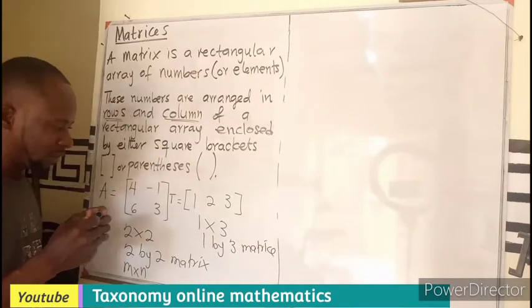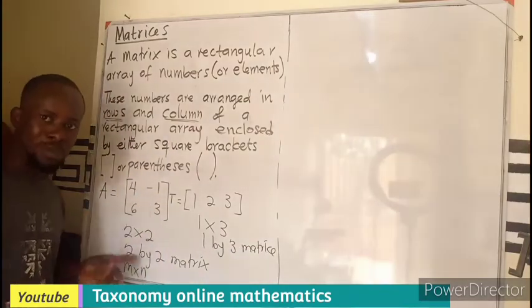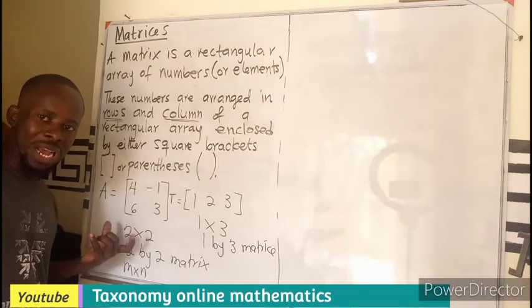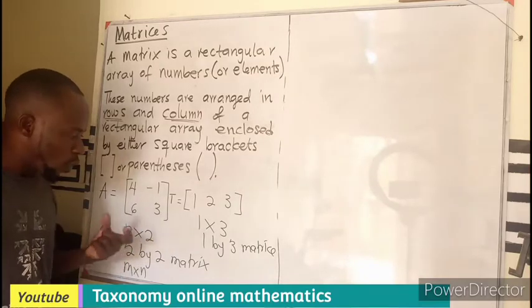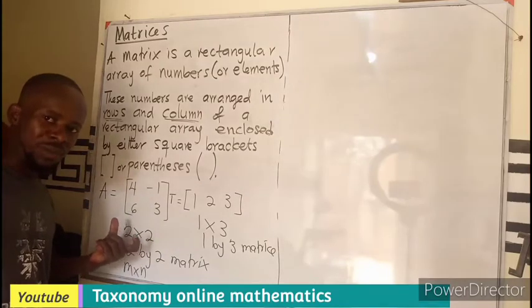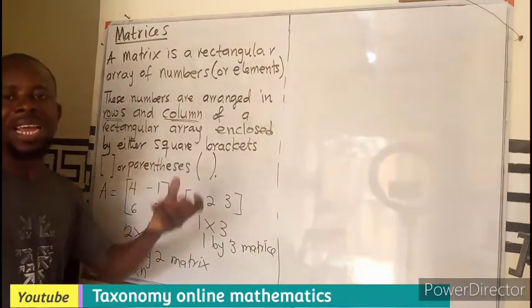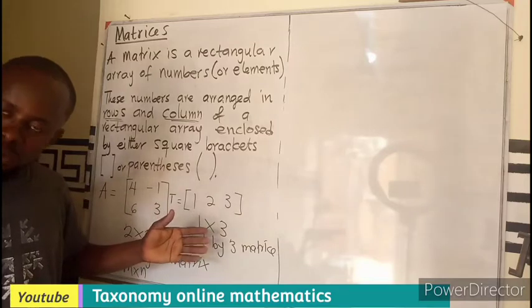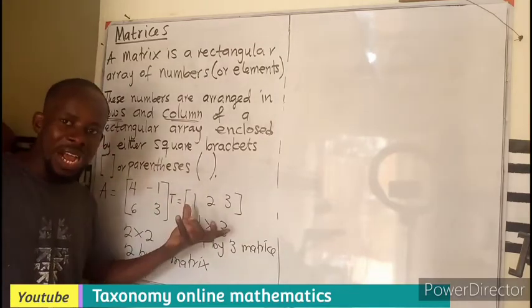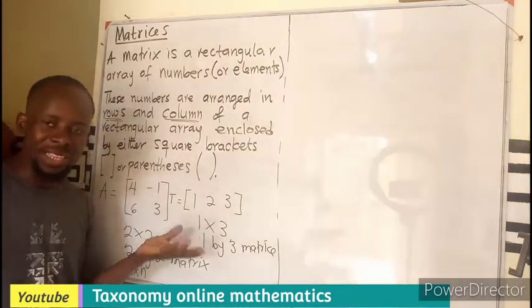So the size of this matrix is 2 by 2. What is the order of this matrix? 2 by 2. What is the dimension of this matrix? 2 by 2. So can you tell me the size of this? 1 by 3. Dimension 1 by 3. The order of this matrix, 1 by 3.